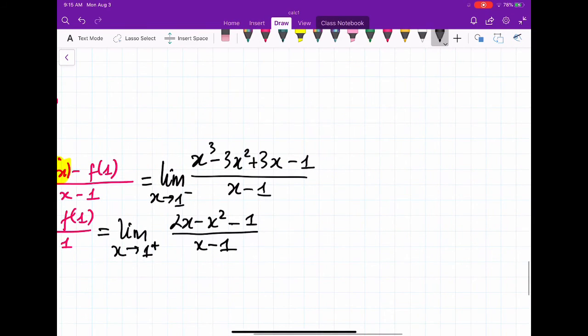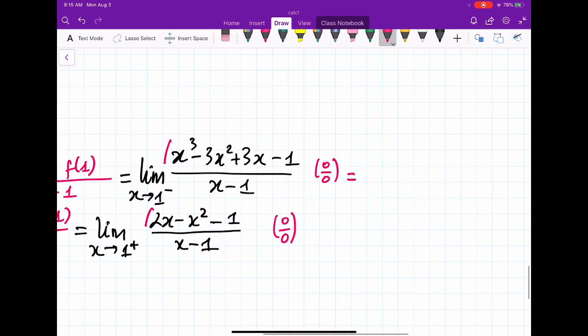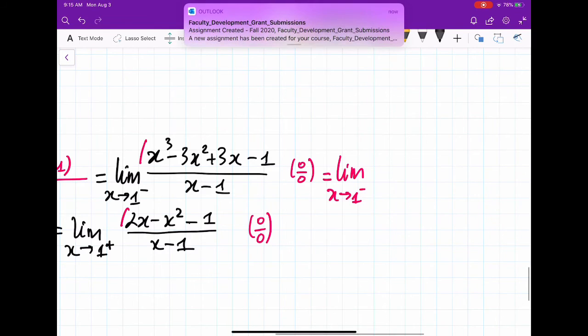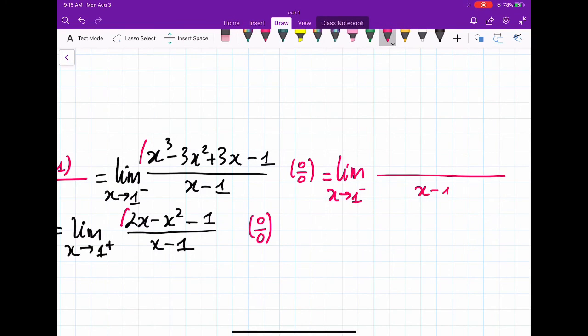Again, we need to use factorization. Why? Because when you plug 1 into each limit, you have 0 over 0. That means 1 is a common zero for both, for this and for x minus 1. So you can factor, okay? Let's do this. For the first limit, I write the limit when x approaches 1 from the left. And here I have x minus 1. I factor the top. I have x minus 1 in here.